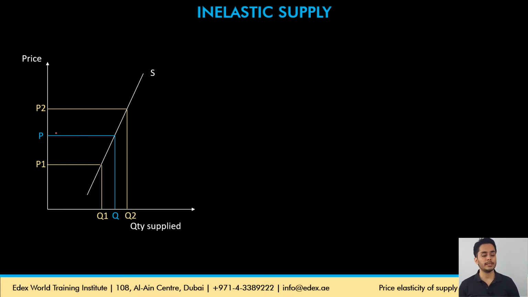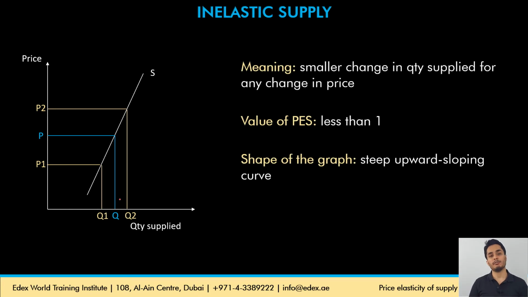So if you see, the original price is P and original quantity is Q. See the change from P to P1, the change in price, and compare that to the change in quantity. The change in price is much higher than the change in quantity, and same way, if the price increased from P to P2, see the change in quantity from Q to Q2, it is very less compared to the changes in price. So the meaning of inelastic supply is that for any given change in price, the change in quantity is much smaller, and the value of PES will obviously be less than 1. We've seen that in the previous example also. So the shape of the graph will be a steep upward sloping supply curve.